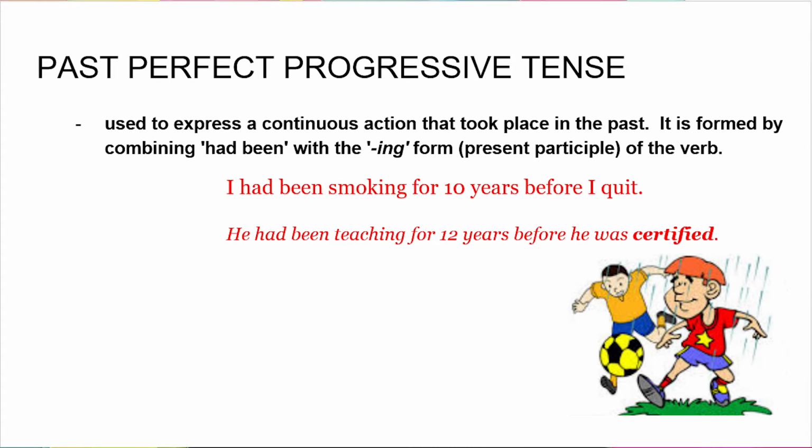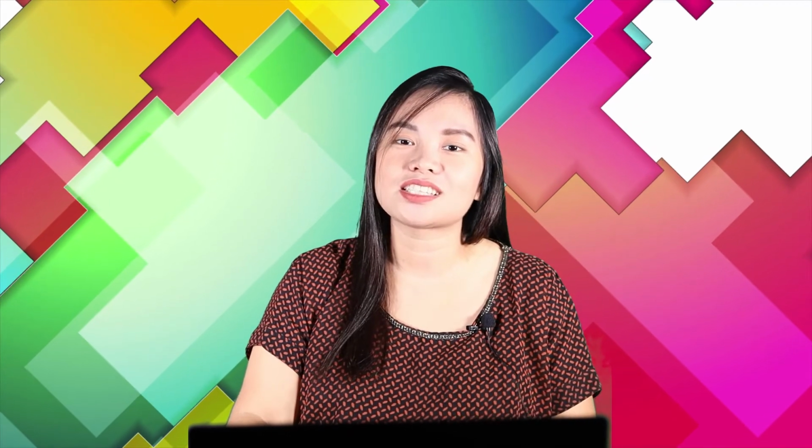Meaning there is a continuous action that took place in the past. He was smoking for 10 years. 10 years siyang naninigarilyo before I quit. So, ibig sabihin, 10 taon muna siyang nanigarilyo bago niya na-realize na kailangan niyang huminto. And that is your past perfect progressive tense.